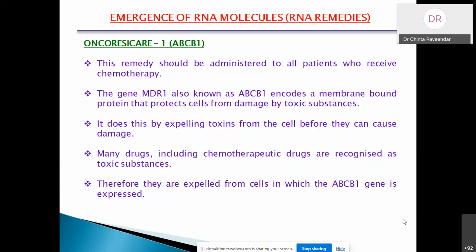See, all these modern chemotherapy drugs are taken as foreign drugs by the cell, and when they are trying to treat a cancer cell, the multi-drug resistance gene is overexpressed and they are thrown away. The so-called modern immunotherapy drug or chemotherapy drug, out of a long period of research, is simply thrown away. That's why many drugs, including the chemotherapy drugs, are recognized as toxic substances. Therefore, they are expelled from the cells in which the ABCB1 gene is expressed. If a cancer patient being treated with a particular chemotherapy drug is found to have this ABCB1 gene overexpressed, the whole chemotherapy goes to zero, and rather it gives a lot of side effects.